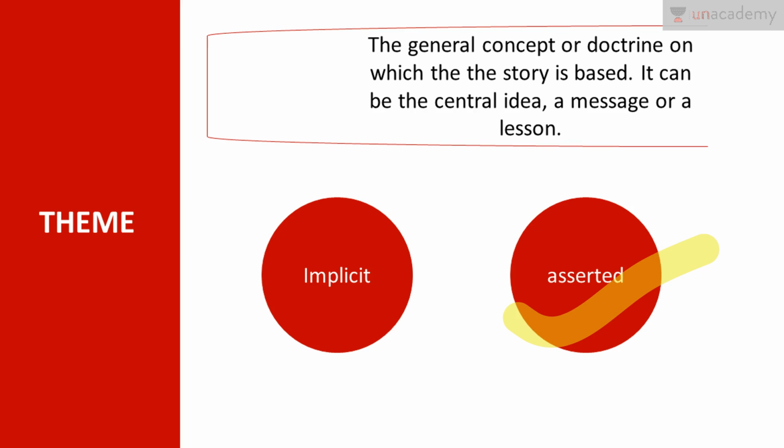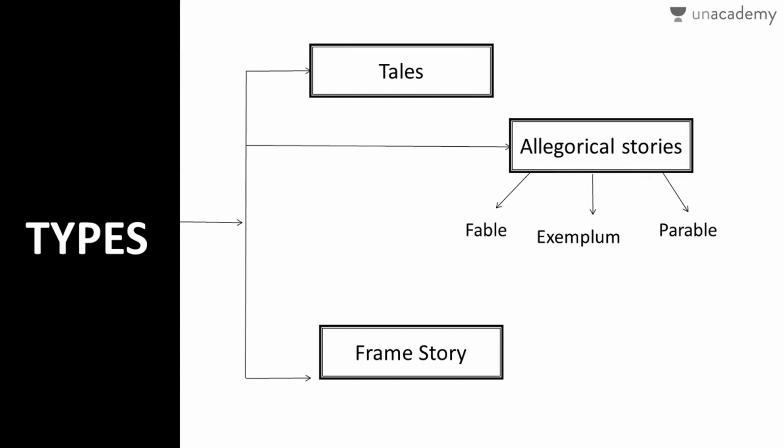There are three main types of short stories. First is tales. Tales are the kind of stories which revolve around a particular incident, which tell about a particular incident. Second is allegorical stories, and it further has subgenres, that is fable, exemplum, and parable. Fable is when a story is told with characters that are played by animals. Exemplum is a story which is about a particular instance, but it gives out a general theme. It revolves around a general theme.